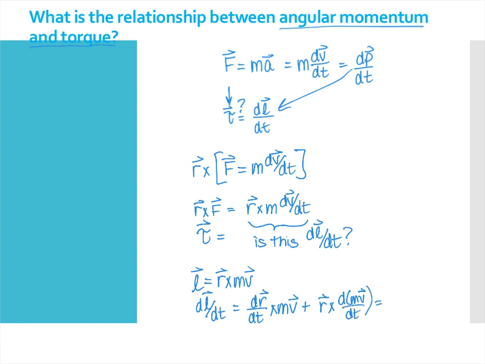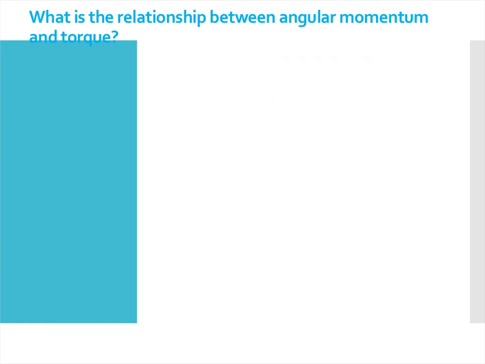So this ends up to be dr/dt cross mv plus r cross dv/dt. So it's getting messy. Let me get over here. So I had that dL/dt was equal to dr/dt cross mv plus r cross m dv/dt. So this is what we got so far.